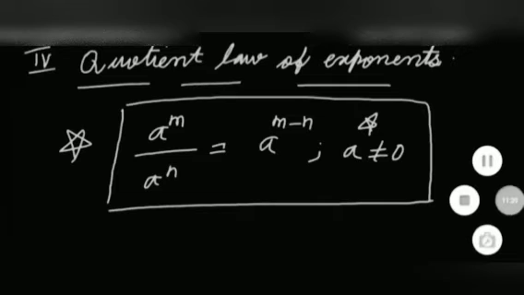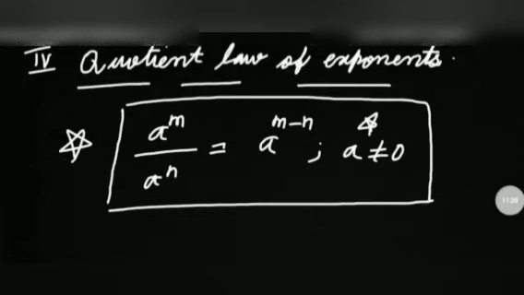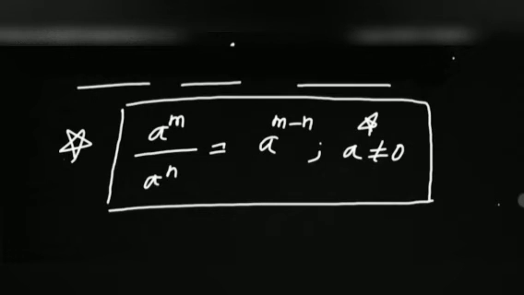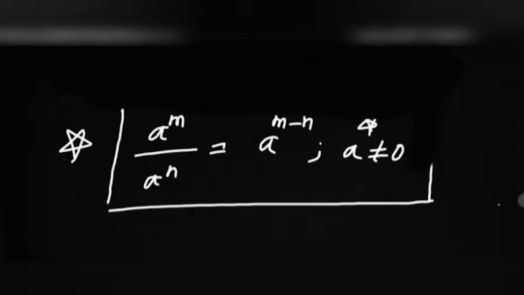a raised to m by a raised to n is equal to a raised to m minus n, where a is not equal to 0. How can this quotient law of exponents be stated in words?